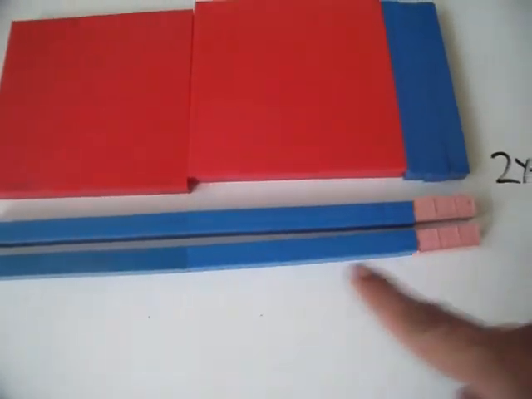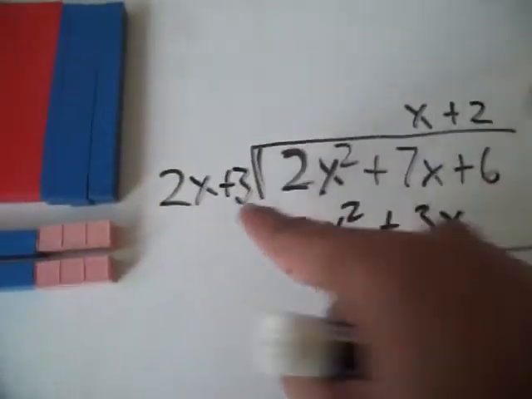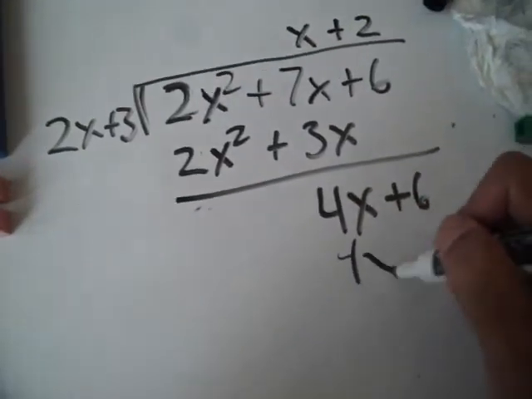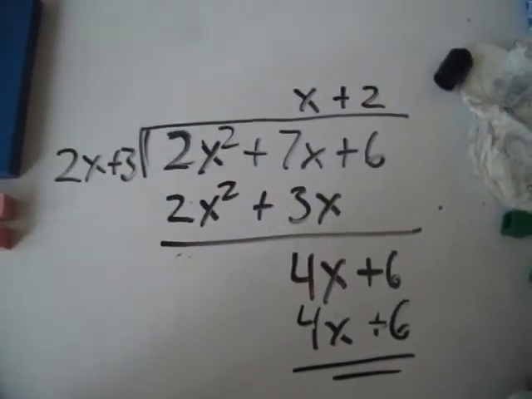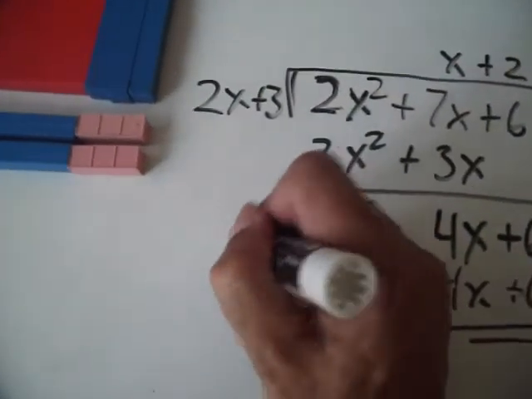So, can you see the 2x plus 3's there? Let's space them out so we can see the 2x plus 3's. There's one. There's another one. 2 times down gives me 4x. Done. How easy is this?